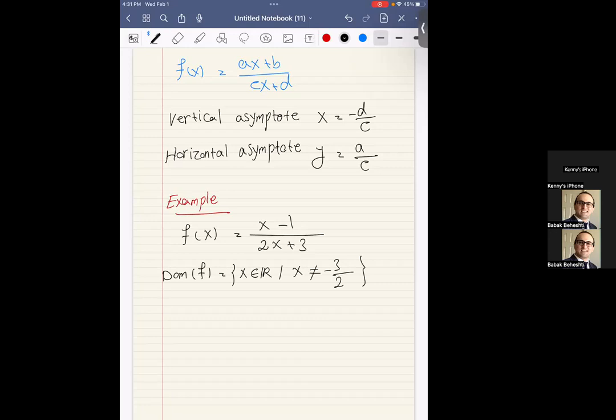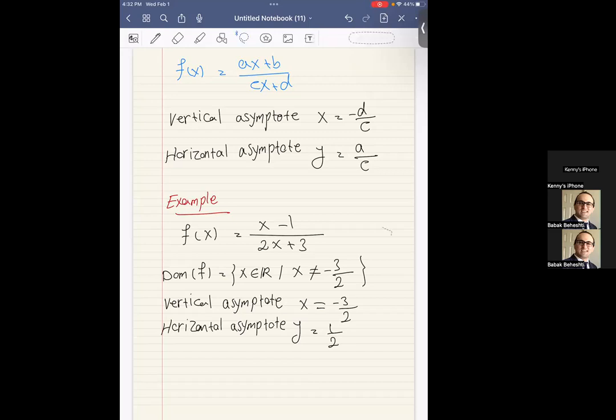Now, what is the vertical asymptote? The vertical asymptote is basically x equal to minus 3 over 2, right? And the horizontal asymptote is y equal to 1 over 2. So once you have the vertical asymptote and the horizontal asymptote, then we can draw the graph of this function, for instance.